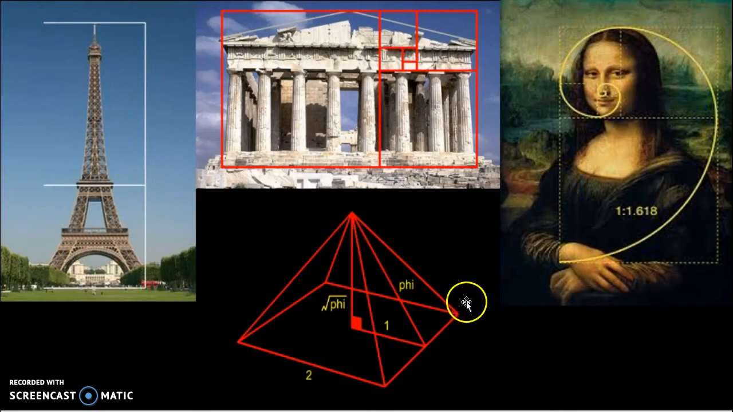And then you have the Pyramid of Giza. When you divide the slant height by half of the width of the base, you get phi. So that's pretty much it for today.